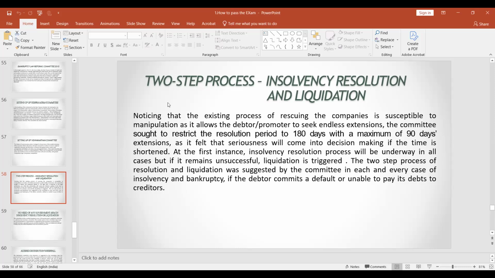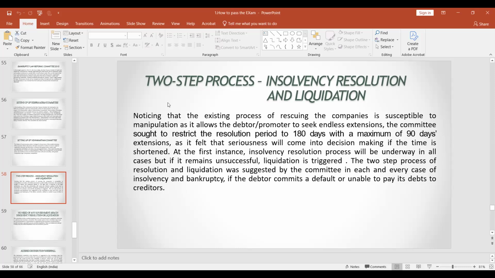Noticing that the existing process of rescuing the companies is susceptible to manipulation as it allows the debtor promoter to seek endless extension, because in case of winding up we experienced that winding up cases were going on in courts for 10 years, 20 years, the committee sought to restrict the resolution period to 180 days with a maximum of 90 days extension. They said seriousness will come into decision making if the time is shortened.